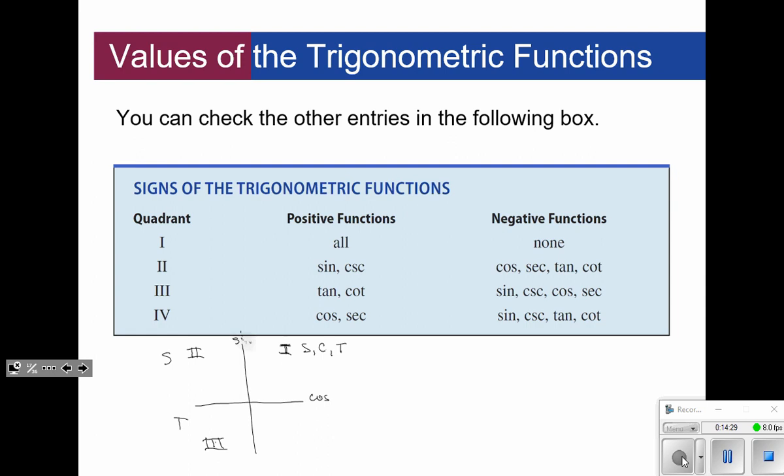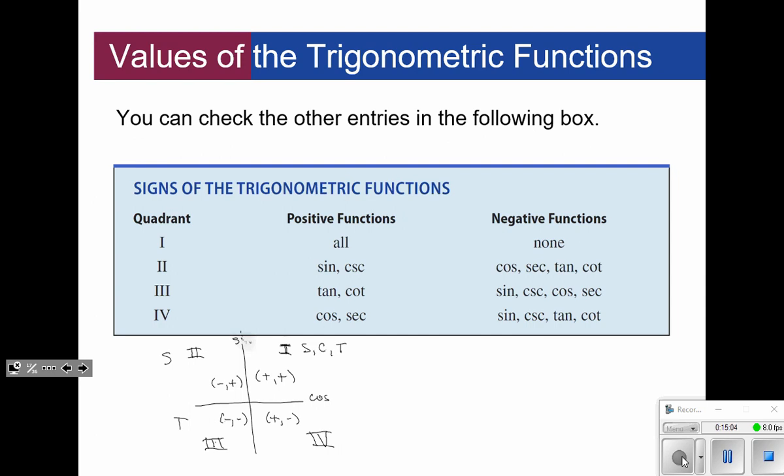Why? Because sine and cosine, x and y, are both negative in the 3rd quadrant, right? Because remember, our ordered pairs, we have positive, positive, we have negative, positive, here we have negative, negative, here we have positive, negative. Okay? So tangent, because it's sine over cosine, 2 negatives make a positive. That's why tangent's the only one that's positive in the 3rd quadrant. Fourth quadrant, cosine is the only one that's positive.